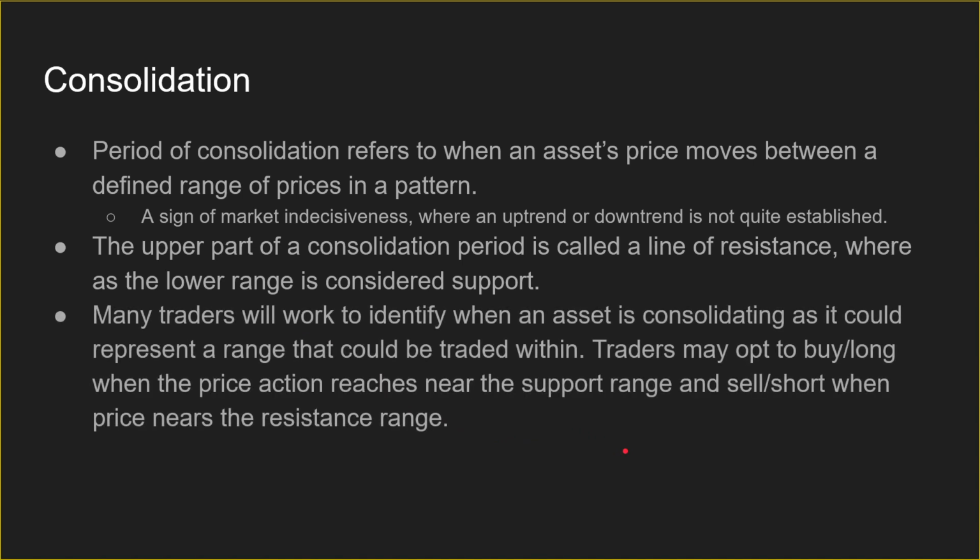Now, many traders will work to identify when an asset is consolidating, as it could represent a range that could be traded within. It's somewhat clearly defined. It's been staying in this range. The question becomes, how much longer is it going to stay in that range? Traders may opt to buy or long when the price action reaches the support range as it comes back down to that level, and then sell or short when price nears the resistance, right? We want to buy when it's low, sell when it's high.